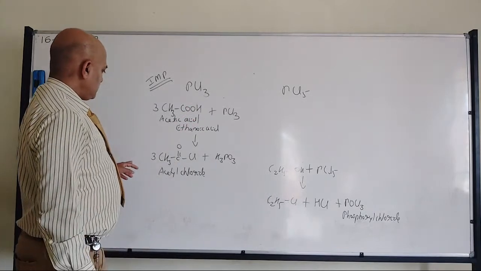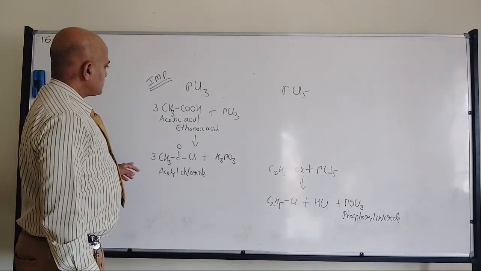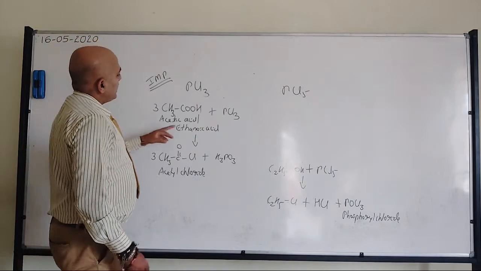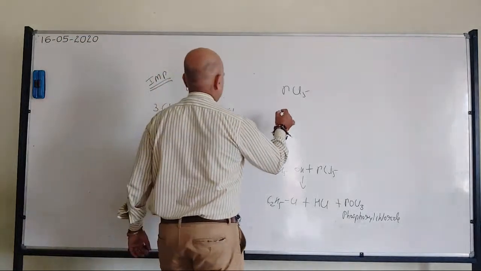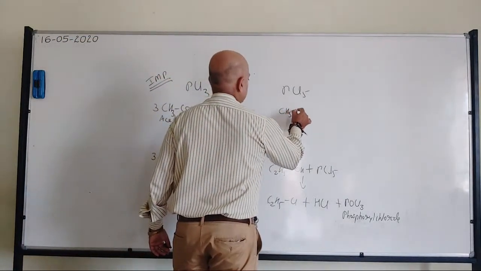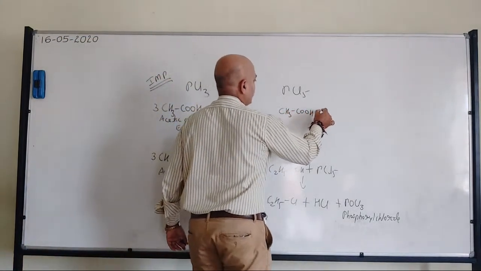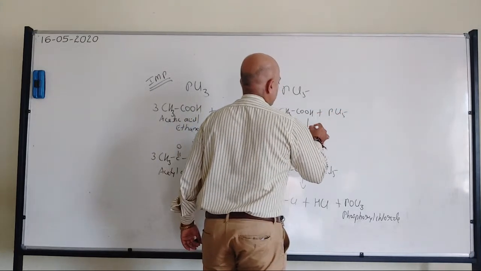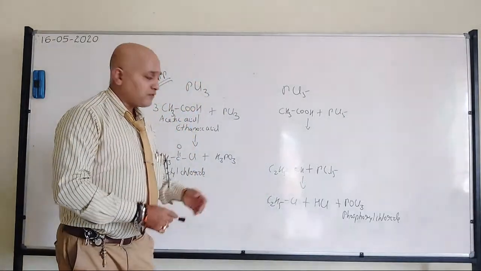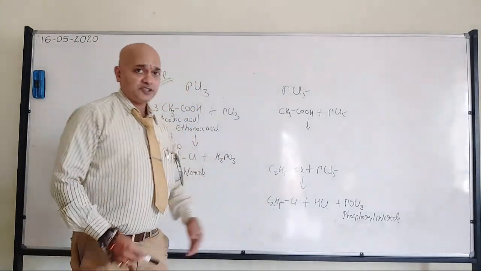It's correct only now? Or hydrogen, I don't think. It's balanced. It's a balanced equation now. Okay? Now next one. Same way with respect to PCl5. With respect to PCl5, acetic acid will form a similar type of reaction.